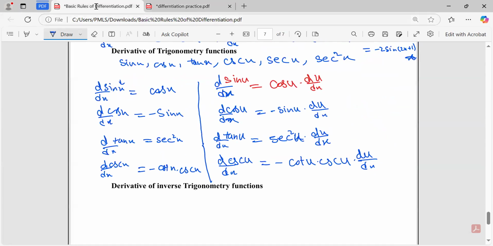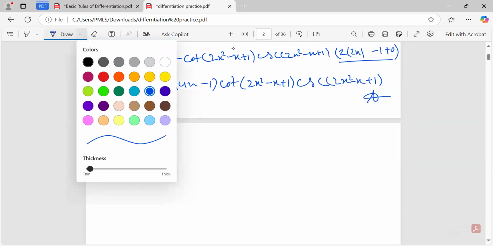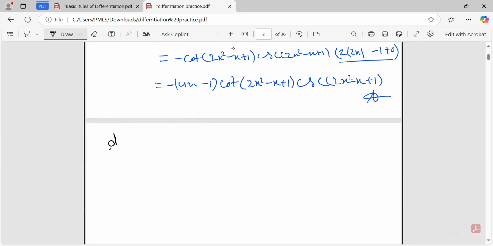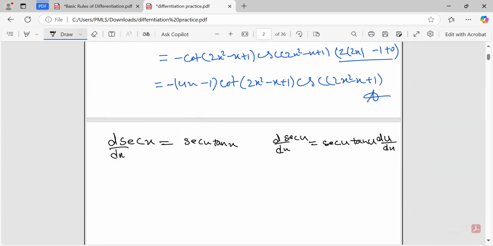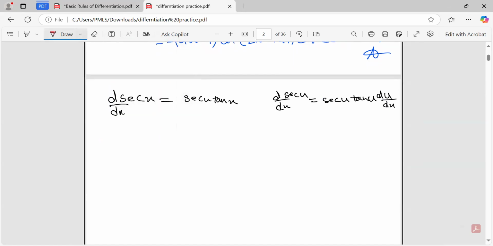In the same way, if you need to find the derivative of secant x, the reciprocal of cos, that will be equal to secant x tan x. And in the same way, for secant u, that will be secant u tan u times the derivative of u with respect to x. We give one example, then you understand better.